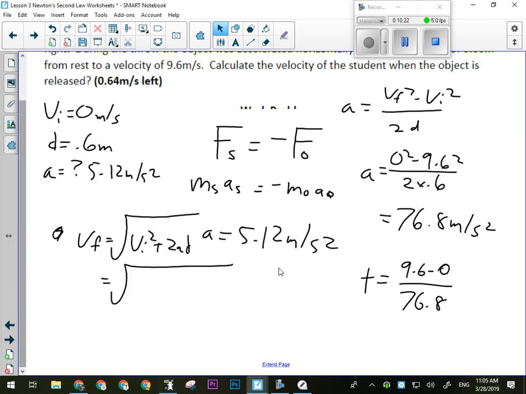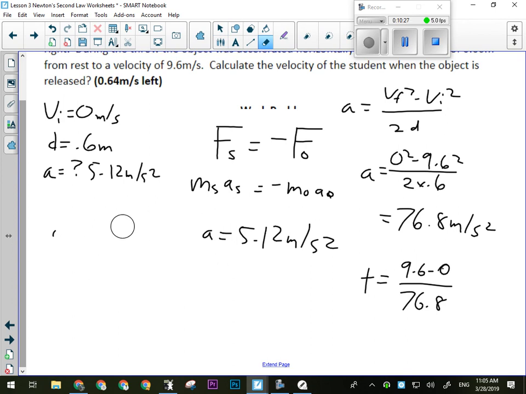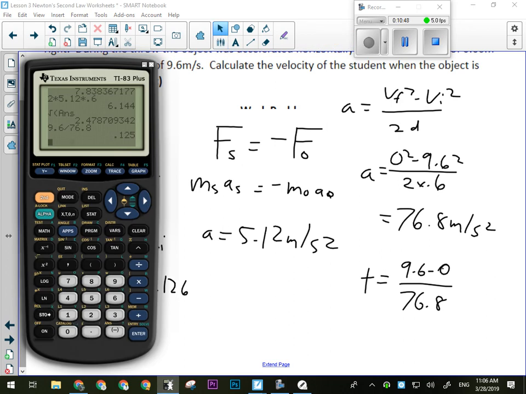Then we can bring that over here, and we're not going to use this formula. Okay, now we're going to use this formula. We're going to go with VF equals A times T plus VI. Right? And VI is 0. Right? So we're just going to go 5.12 times 0.125, and that should give us 0.64. There we go.